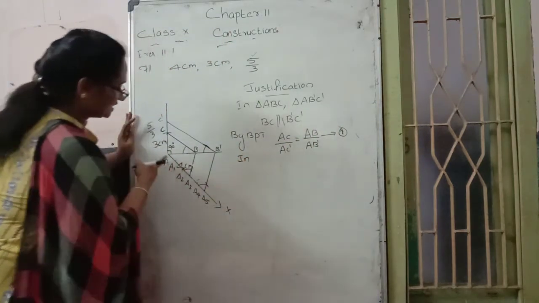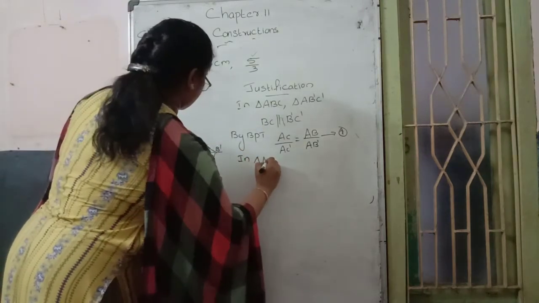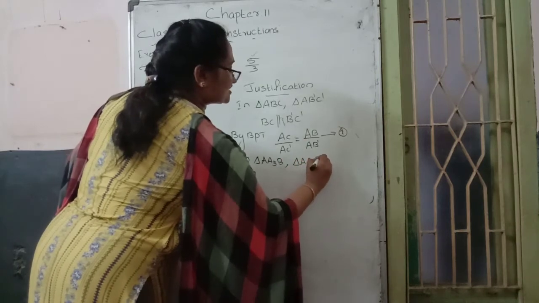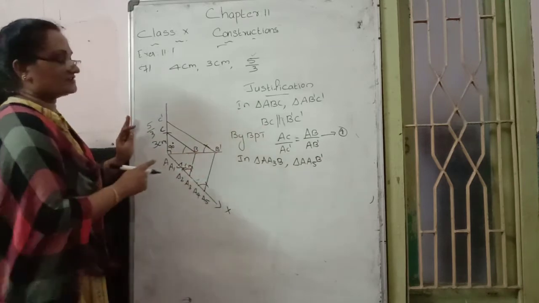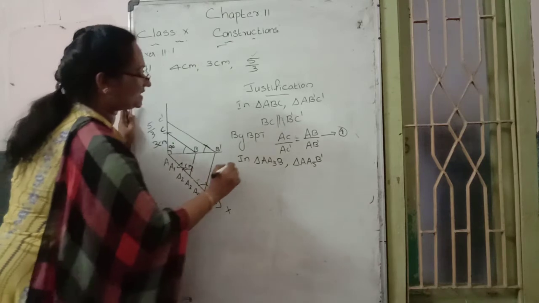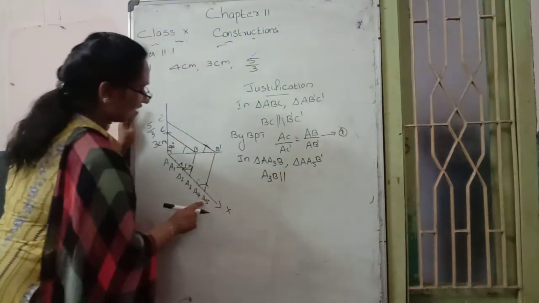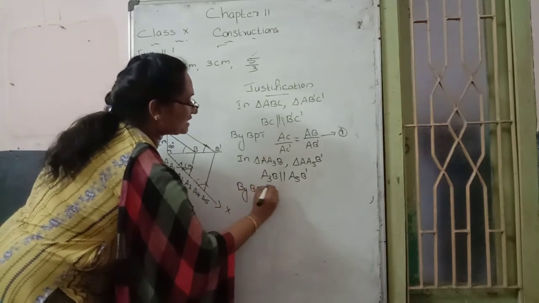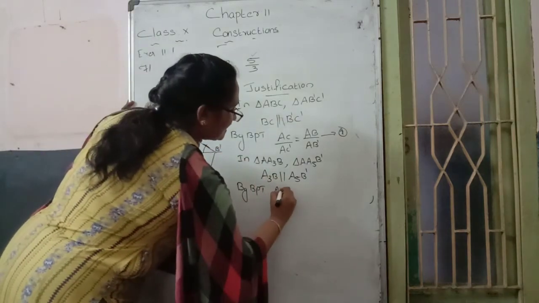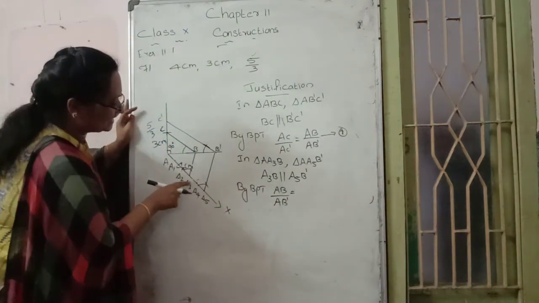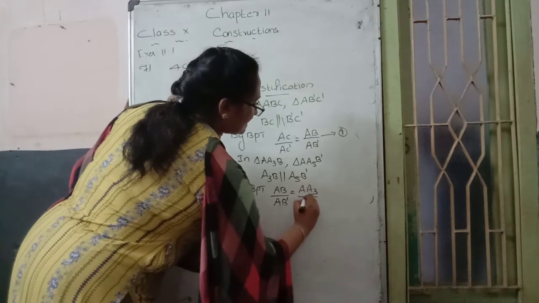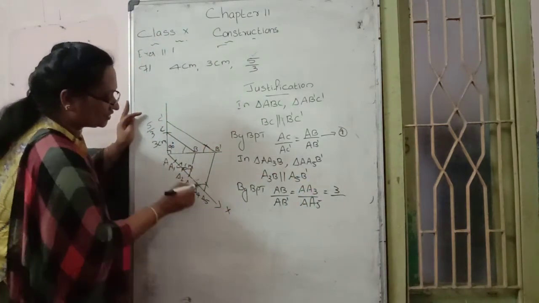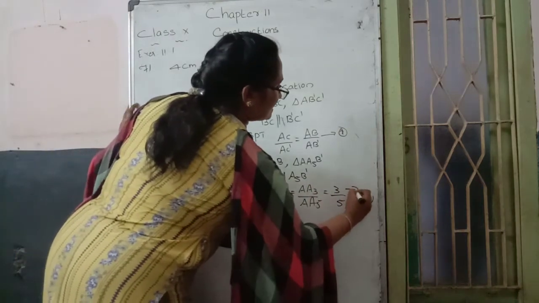Next step, again, the second triangle. Next triangle is A3B and the second triangle is A5B dash. A3B is parallel to A5B dash. Then by the BPT theorem, ratios: AB by AB dash is equal to AA3 by AA5. But A to A3, how much distance? 1, 2, 3. Then what about AA5? A to A5 distance is 1, 2, 3, 4, 5. So mark it as equation 2.